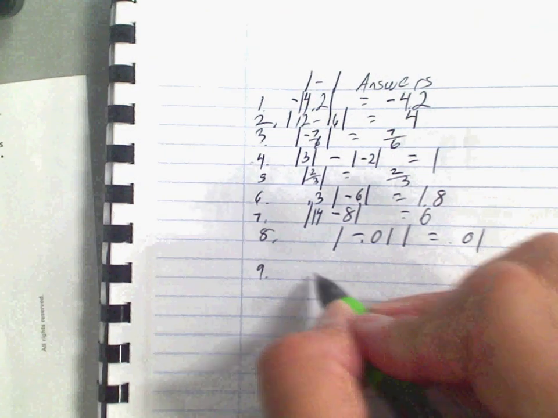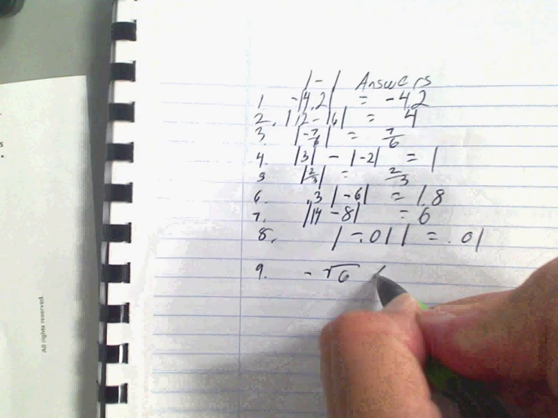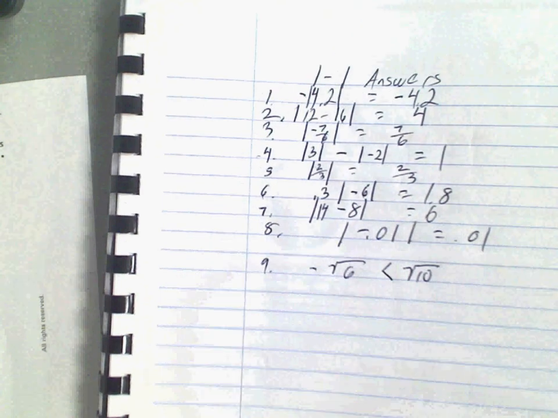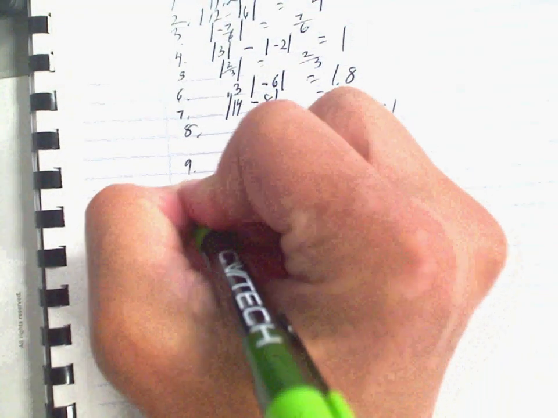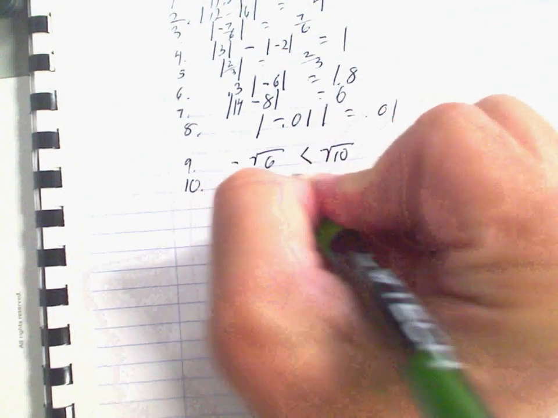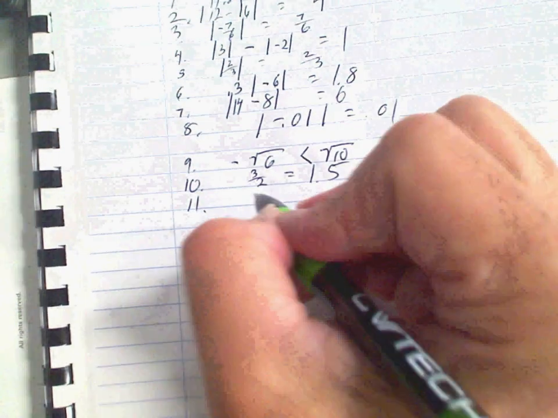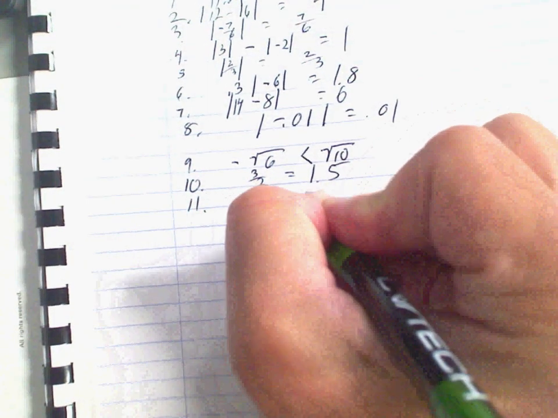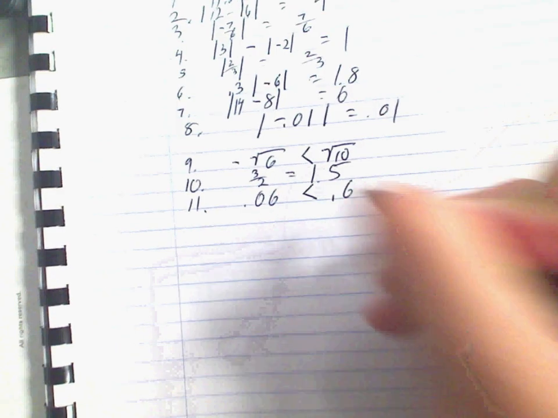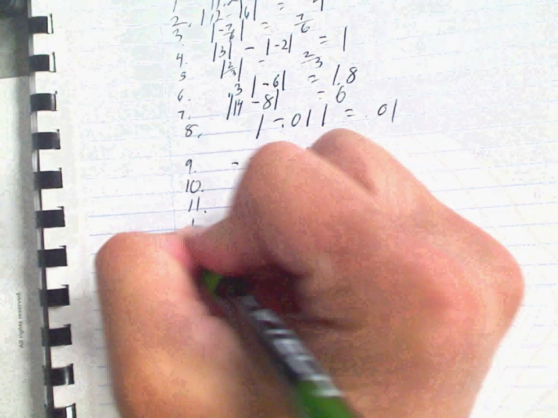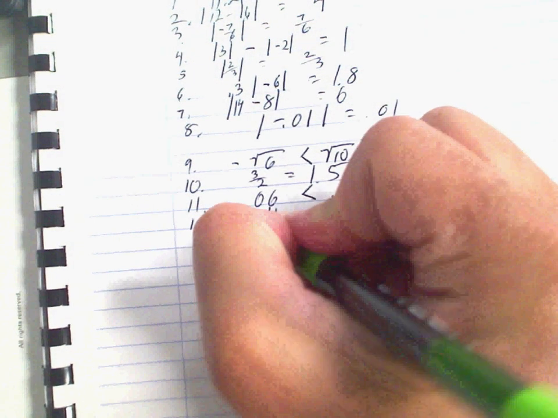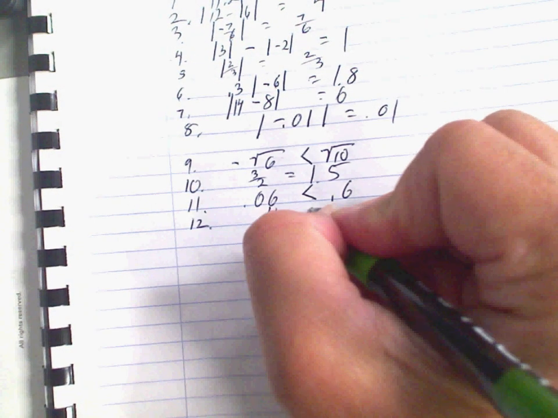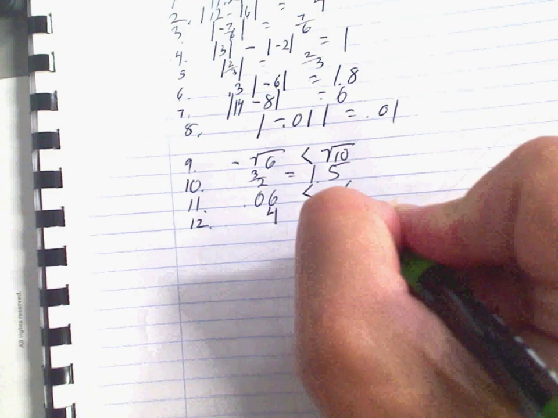9, we would say that negative square root of 6 is less than square root of 10, right? We did that one yesterday. 10 we did yesterday together. 3 halves is equal to 1.5. 11, 0.06 is less than, it's like 6 cents is less than 60 cents. 12, 4 is equal to the absolute value of negative 4.